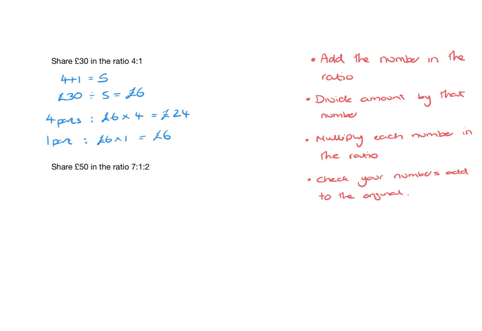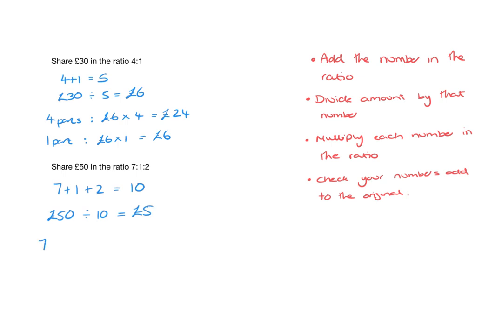In my next example, I've got 3 parts to my ratio, but I can do it in exactly the same way as the previous one. So I'm going to start by adding the numbers in my ratio. So that tells me I've got 10 parts in my ratio. I'm going to divide my amount by the number of parts. So that tells me that 1 part is equal to £5.